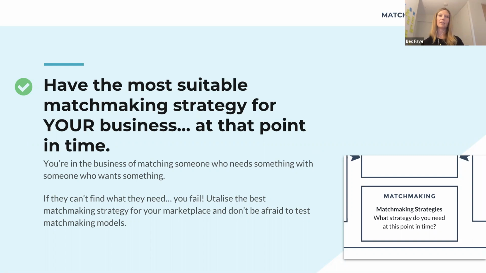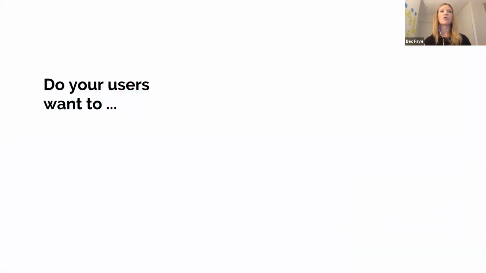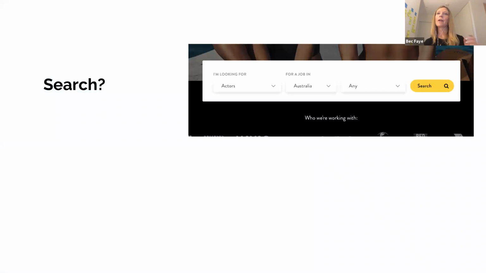And you might find that the best strategy actually changes depending on what stage you're at. If you're in the early traction stage, you might find that you need to start off with a different model, a different strategy to what you would once you've actually got the critical mass that you need to succeed. Do your users want to be able to search, or is that going to be the best way for them to be able to find what they need?